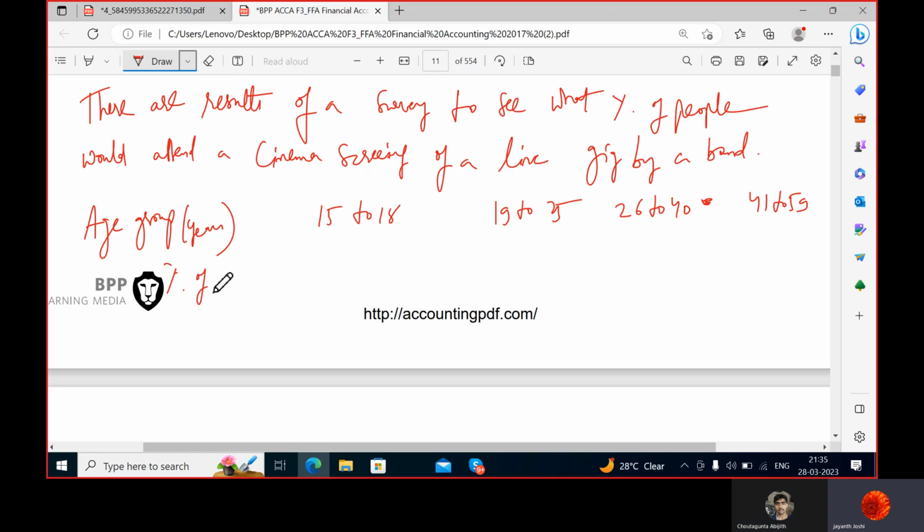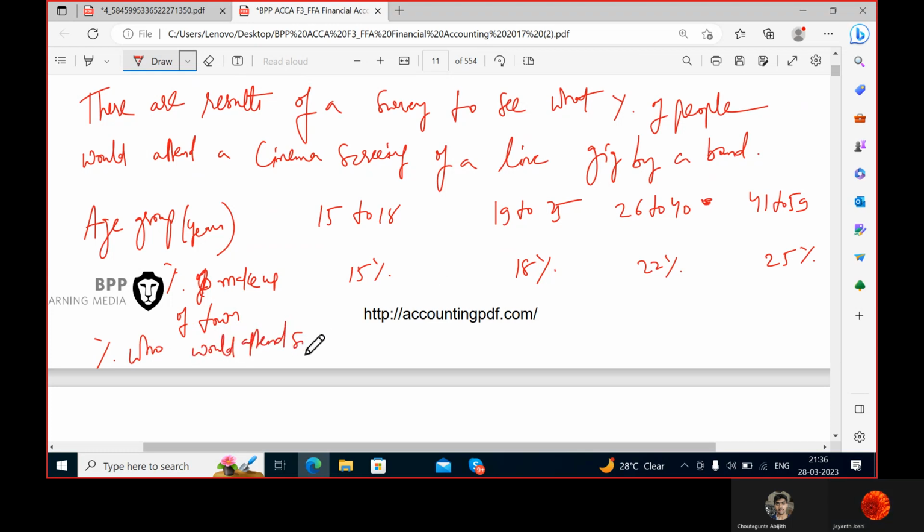Percentage makeup of town. That means what is the population of this category in the town? So 15%. That means out of the total population of the town, 15% are the people of this category. Out of the total population of the town, 18% are this category. 22%, out of the total town, 22% represent this category. Total population of the town, 25% represent this category. And the percentage who would attend screening then out of this, 6%, 8%, 4%, 2%.